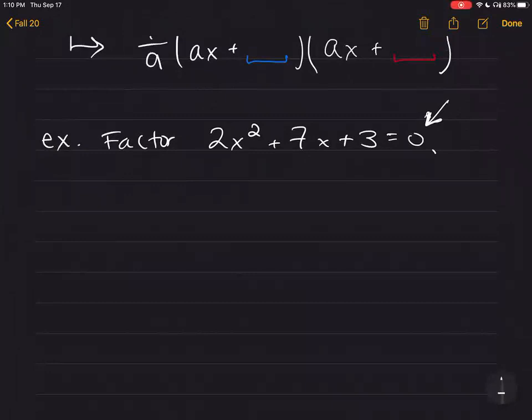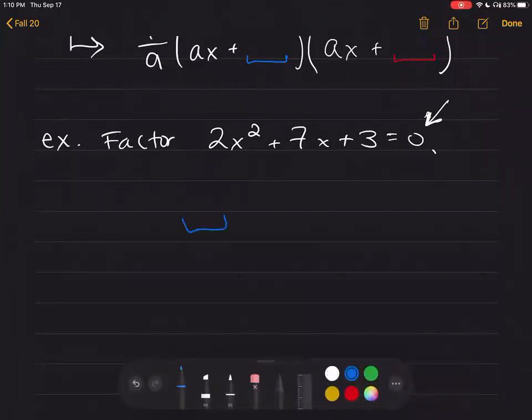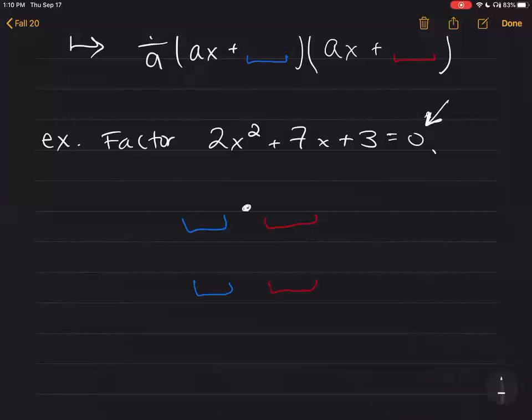So we want two things. Let's do colors again. Let's do blue, blue, and red, red. We want two things to multiply out to A times C, where A is 2 and C is positive 3. So 2 times 3 is 6. And then B, it's right here, it's 7. So we want two numbers that multiply to 6 and add to 7.